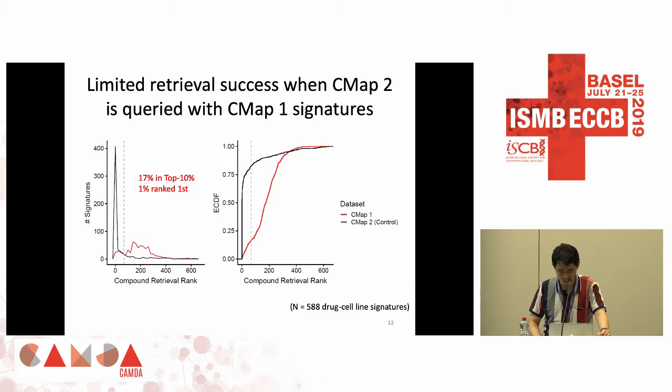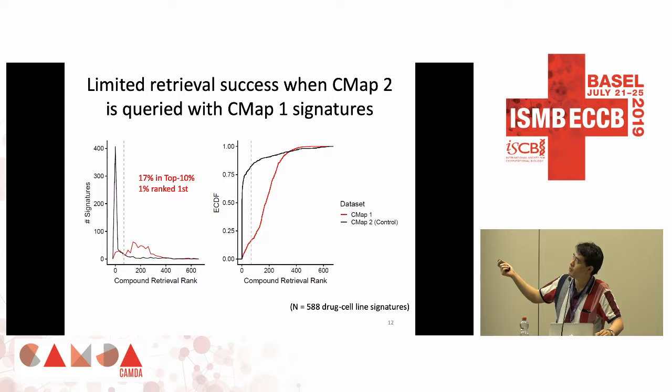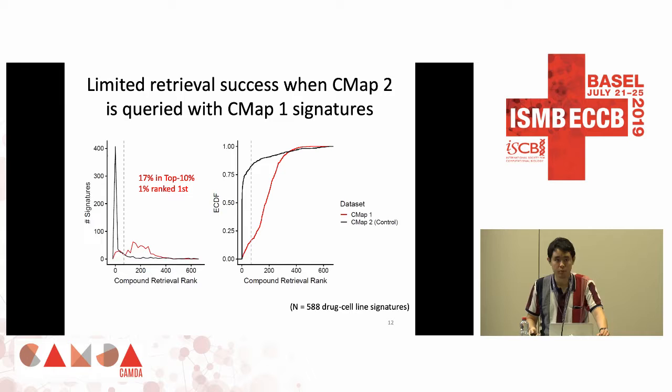Here I'm plotting the results for when we query CMAP 2 using CMAP 1 signatures, in red. We can see that only 17% of signatures managed to be correctly retrieved in the top 10%, and just 1% is ranked first. So this result is clearly much lower than that of the positive control. I would also like to highlight the fact that, considering this is a retrieval assessment, this is the best case scenario for CMAP use.